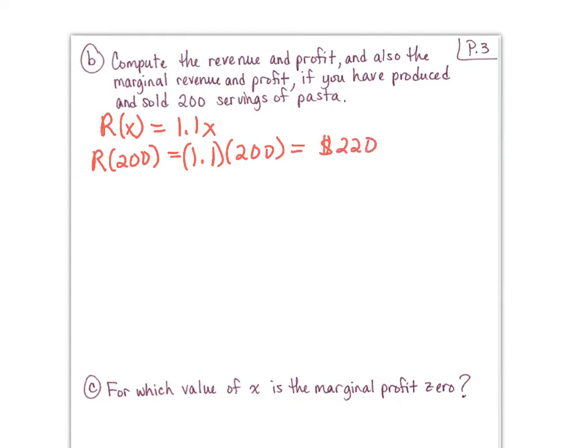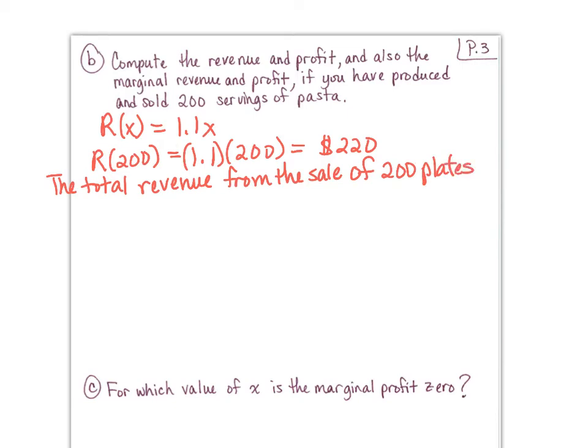So the total revenue, what that means is that the total revenue from the sale of 200 plates is $220. Do you want me to write that out? Yes, so let me write it out. That means that the total revenue from the sale of 200 plates is $220. Okay?